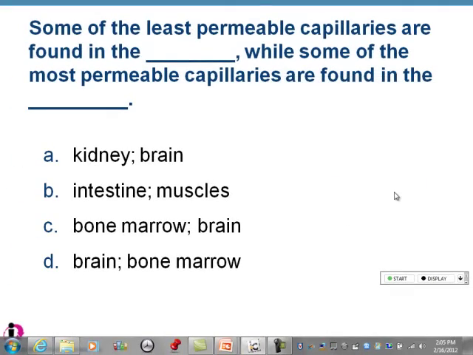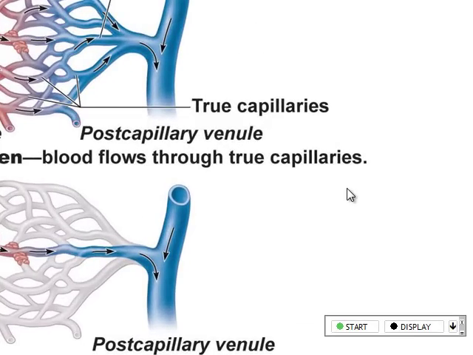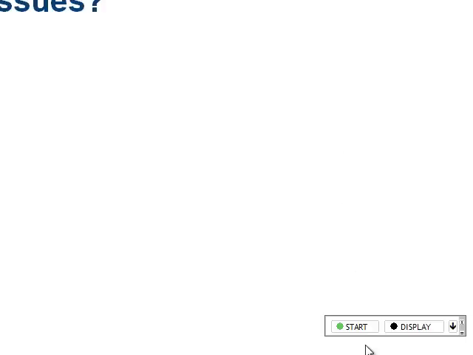So remember where exchange takes place in the capillary beds. What do we call that area? The true capillaries. So that's where we start to see the red turn to gray and then eventually to blue as they feed into the venous portion of the system. So, here's another clicker question for you. Of the following vessel types, which are responsible for exchange of gases and nutrients with tissues?